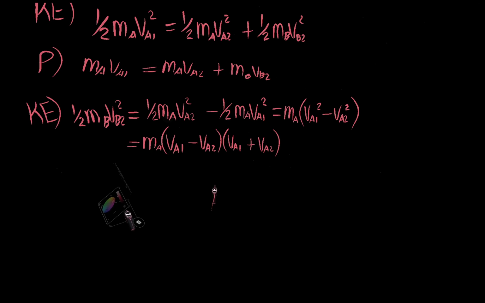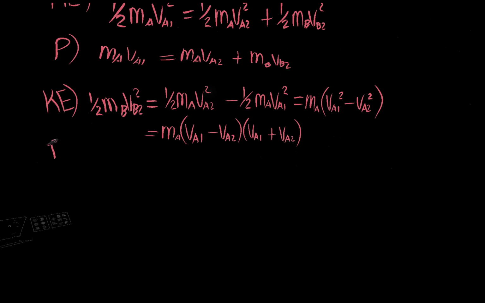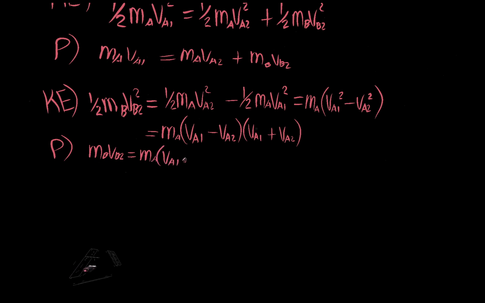And then momentum, we can rearrange momentum just the same. So rearranged momentum, we're going to solve for that VB2 term again. So we're going to get that term over on the left. So MB VB2 and set everything else on the right side. So we have MA times VA1 minus VA2. Alright.